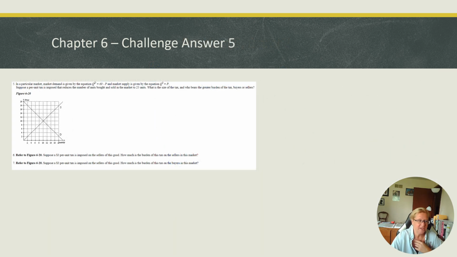Okay, here is question 6. Suppose a $3 per unit tax is imposed on sellers of the good. How much is the burden of the tax on sellers in the market? So here what I'm going to do is use that shortcut method. A $3 tax wedge is about this large. And it would be great if I could find something that is right in between.